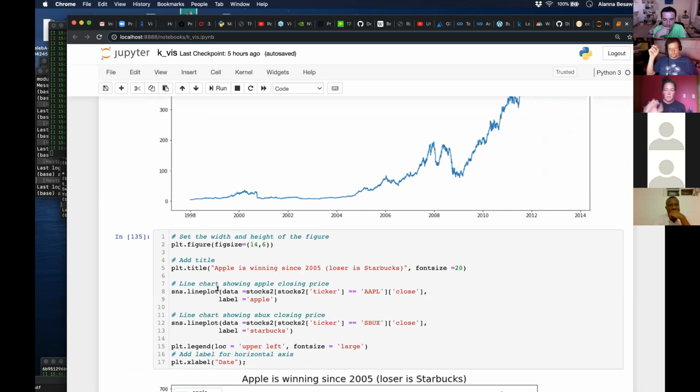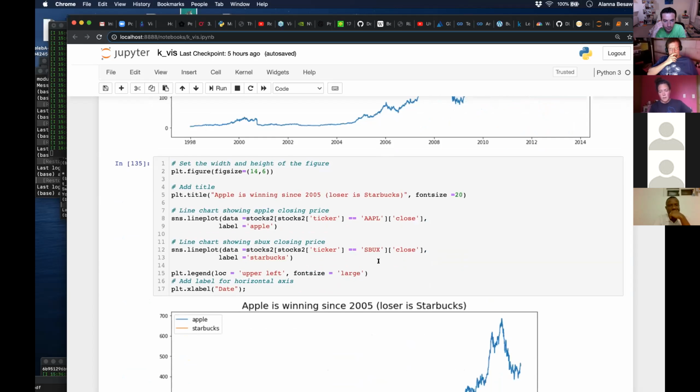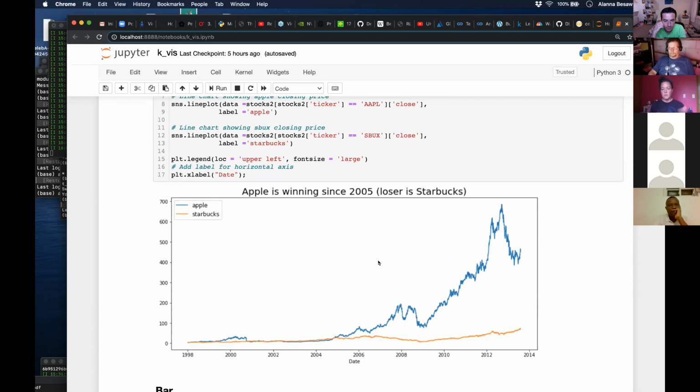And then the next thing I did was just 2 at the same time. So I've got Apple and Starbucks closing prices. And this is tying it back to the point of visualizations being like explaining something to someone, that with your eyes, you can look at this and say, okay, since the year 2005, Apple is really winning. And so there's a conclusion, and it's helpful to see the data, of course. This is the point of visualizations.